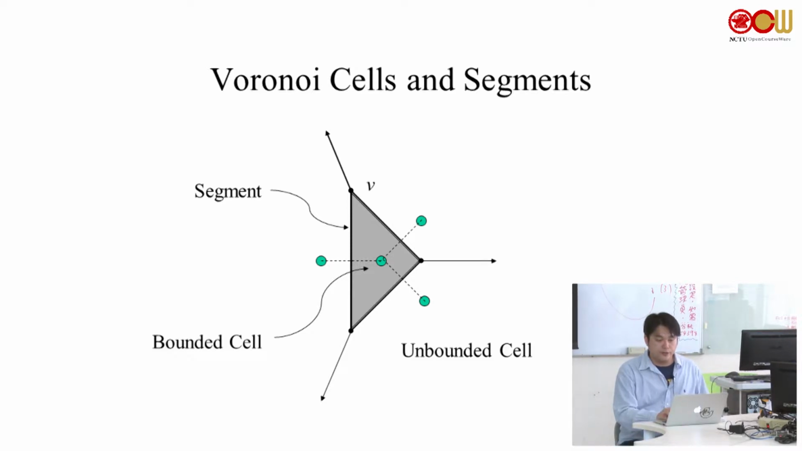For example, the distance from this point to this one and this one are actually the same. So we could build some cells and segments in order to form a different map to be used by a robot for a path planning task. Okay, and actually this method has been used quite commonly in robotics.